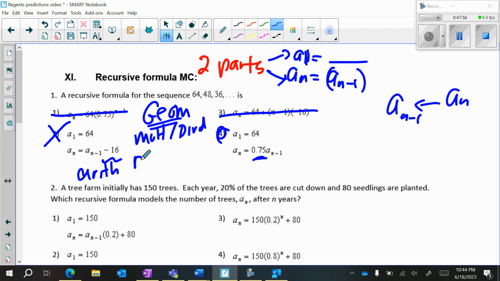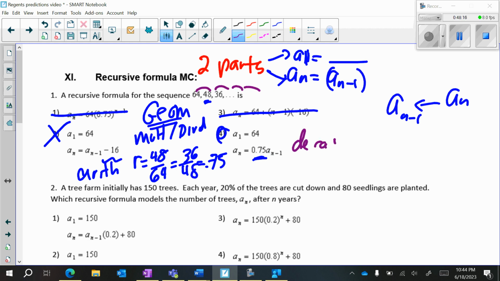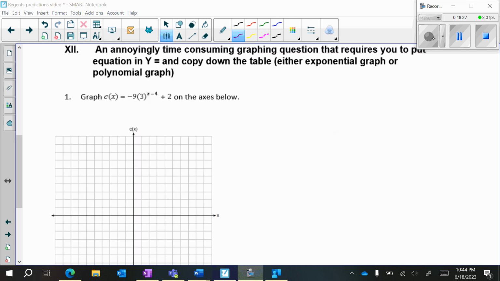But if I wanted to get the common ratio r, I would take any term and divide by the term before it. So 48 divided by 64 should equal the same answer as 36 divided by 48, which is 0.75. That is the common ratio. Notice this is going down, down, down, down over time. That's called decay. So that means that 75% remains, which means 25% decays, if this were a word problem.